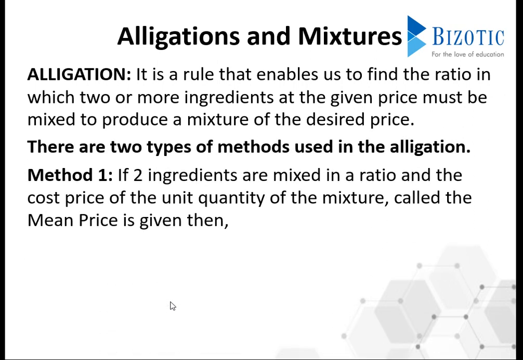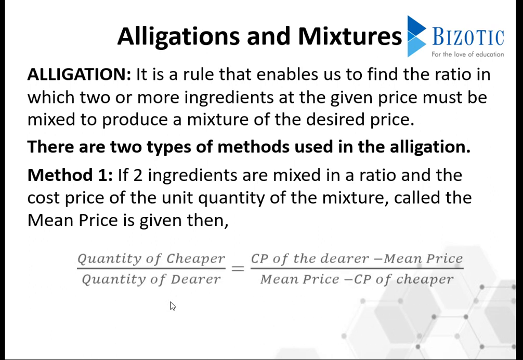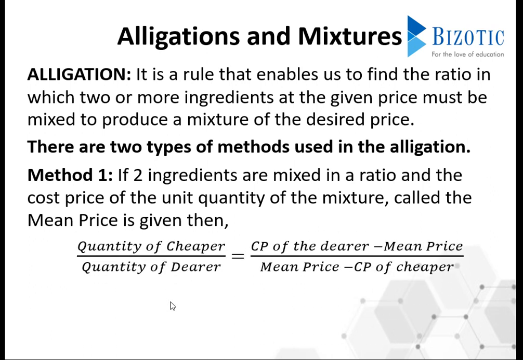There are two methods. The first one: if two ingredients are mixed in a ratio, the cost price of the unit quantity of the mixture, called the mean price, is given by a formula. The ratio of quantity of cheaper to quantity of dearer is equal to the ratio of the difference of CP of the dearer and mean price to the difference of mean price minus CP of cheaper.